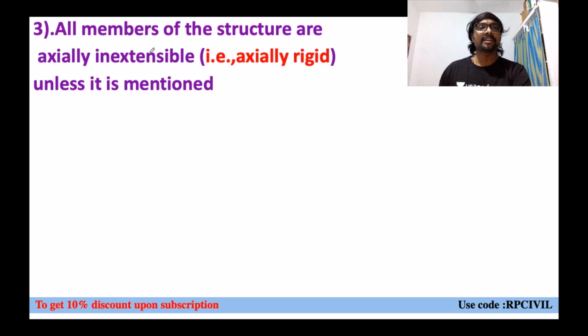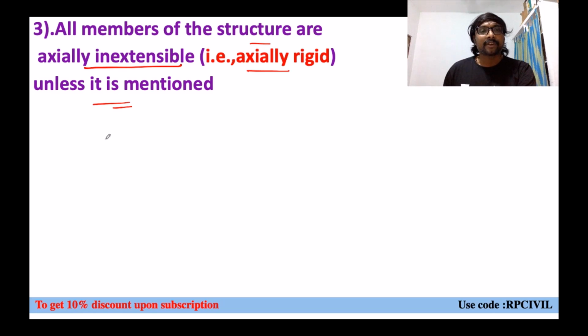Now the third one is what? All members of the structure are axially inextensible, means axially rigid, unless it is mentioned. If it is mentioned, okay, you consider. If it is not mentioned, you consider all members to be axially inextensible or axially rigid, you can say.